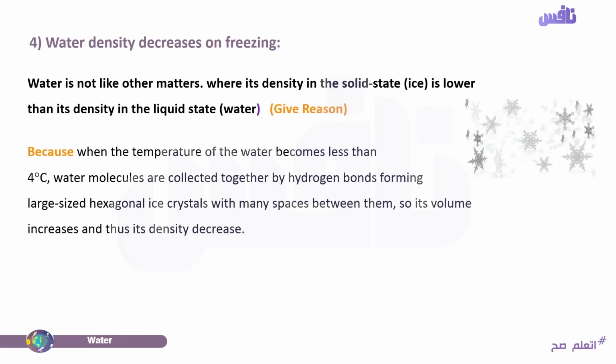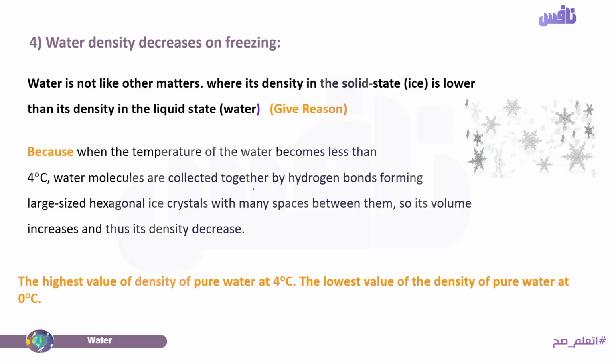إيه اللي بيحصل؟ The water molecules are collected together by the hydrogen bond. كل الجزيئات بتاعة المية عندي بتبتدي تتقرب وتمسك مع بعضها عن طريق الهيدروجين بوند forming the large size hexagonal ice crystal. بتتكون عندي حاجة اسمها the ice crystal أو كريستالات جنب بعضها من المية with many spaces between them مع وجود مسافات ما بينهم. So the volume increases and thus its density decreases. عشان كده الدنسيتي عندي اللي بيحصل لها decrease.